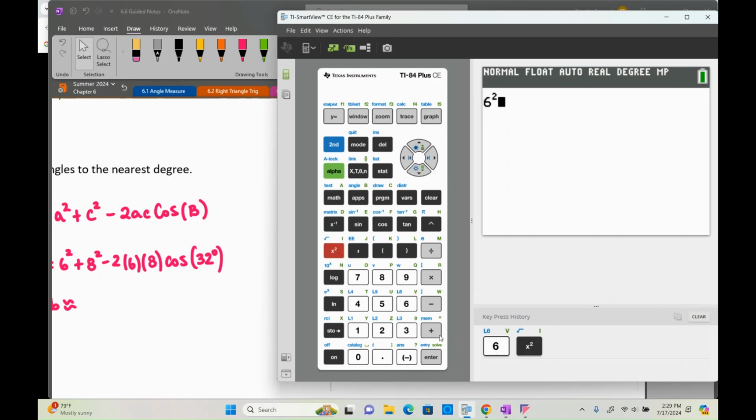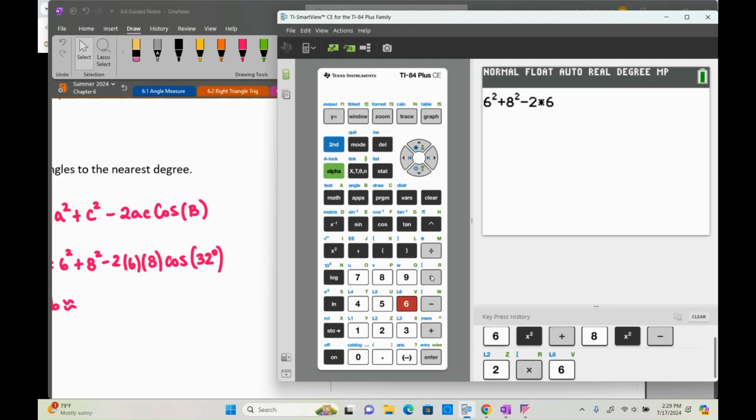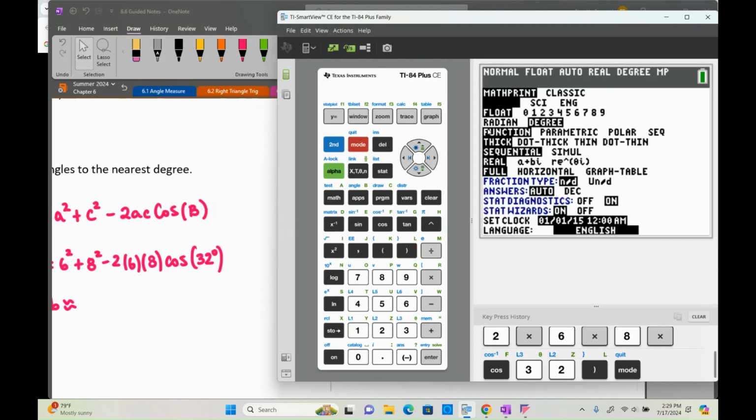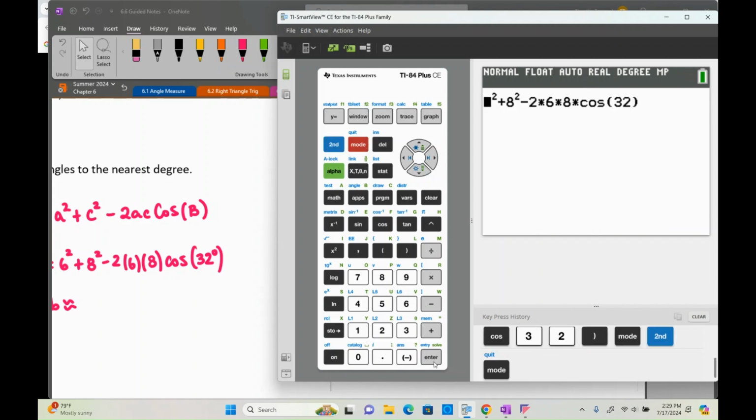So we have our 6 squared plus 8 squared minus 2 times 6 times 8 times cosine of 32. Okay. And this is equal to b squared. So after I hit enter, I'm going to want to take the square root. But I should also double check that my calculator is in degrees, and I see mine is. So now I should be able to hit enter.